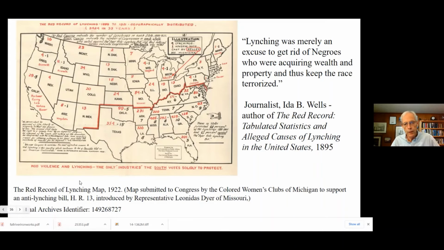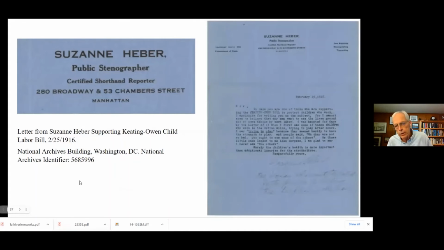And so our next document is going to look at the child labor issue. And I think it's equally powerful, but notice how different it is. It won't use numbers. It's going to argue in a different way. This is from a woman named Susan Heber, and she is interesting because she's an independent woman of the early 20th century. You see her job. She's a public stenographer and certified shorthand reporter. And you see her office is down near the courthouse in Manhattan, 53 Chambers Street.